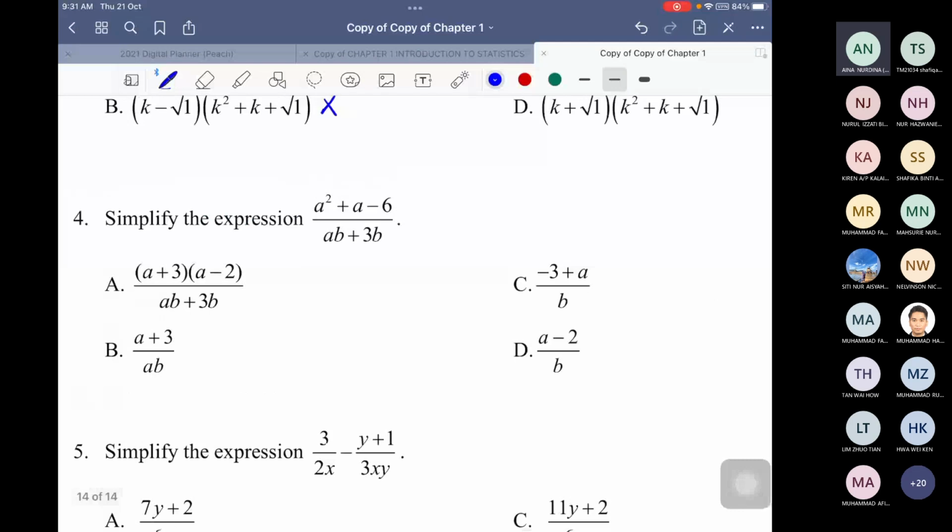And so I think that this one is going to be pretty simple. Yang ni, so what about number 4? Yang mana satu jawapan dia ni? D. So jawapan dia adalah D. Okay. Kita check betul ke tak jawapan dia D.